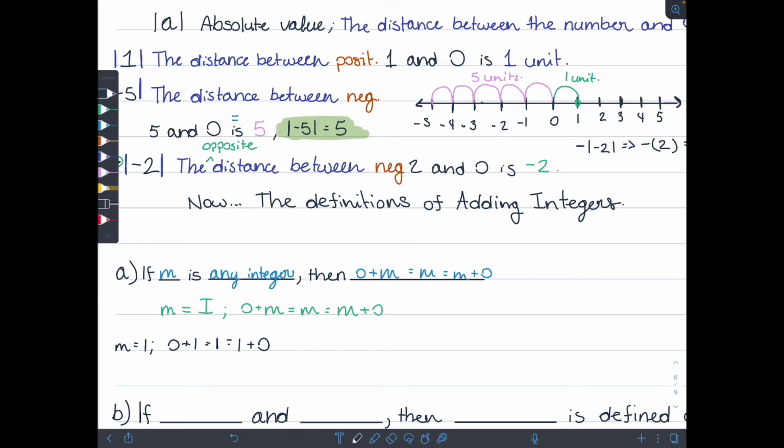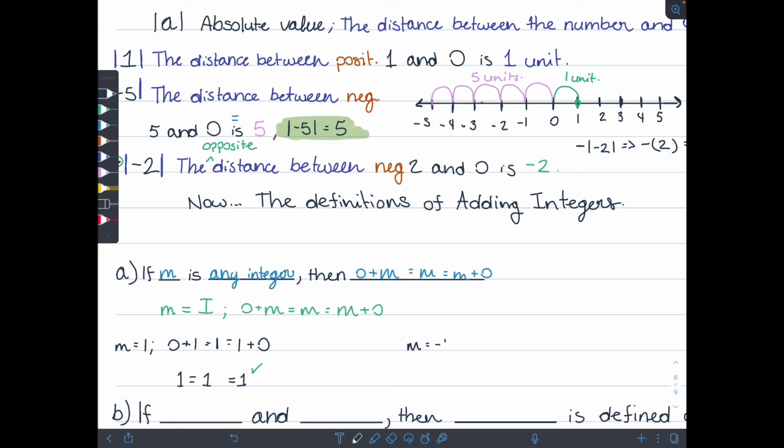Is this true? Well, what's 0 plus 1? 1. And what's 1 plus 0? Also 1. Do these equal 1? Yep. So that works. It says any integer, so let's see if this works with its negative counterpart.